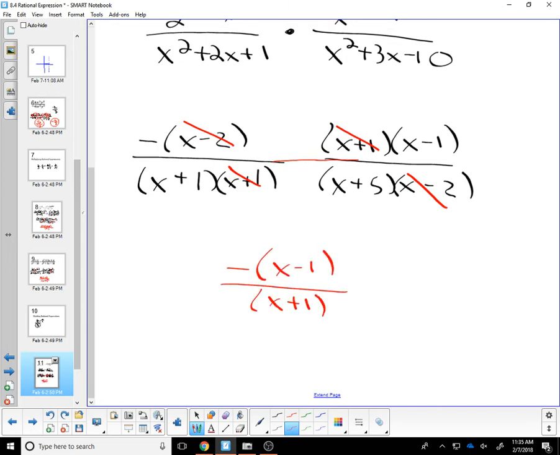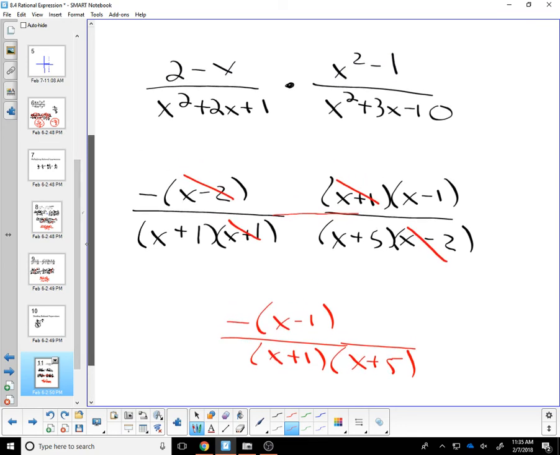Oh, wait a minute. But isn't negative a positive? But you have the x plus 5. Yeah, but should we get rid of this combination here? No, they're not the same, because if I follow that negative, it would become negative (x plus 1). Wait, where did you get that? Where did I get the negative?